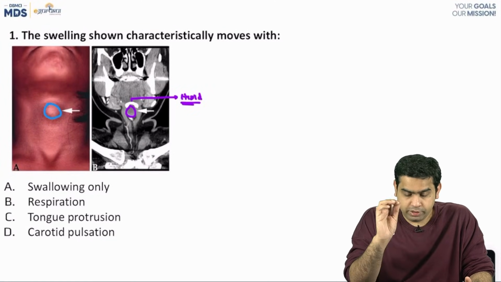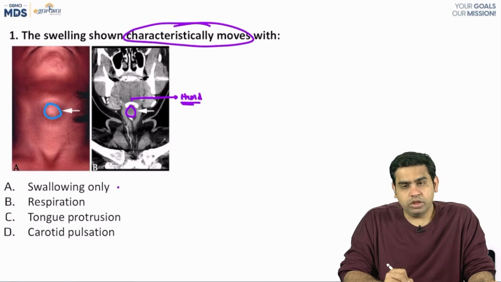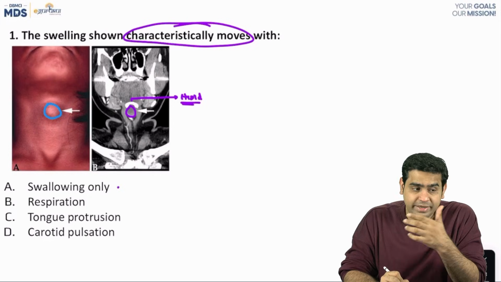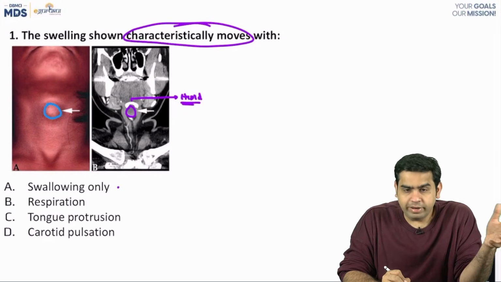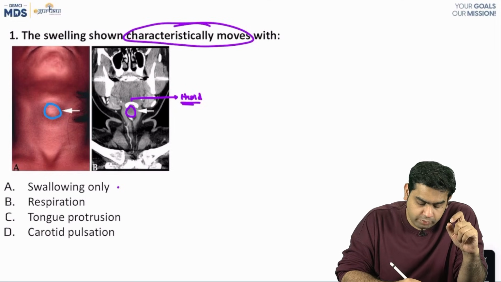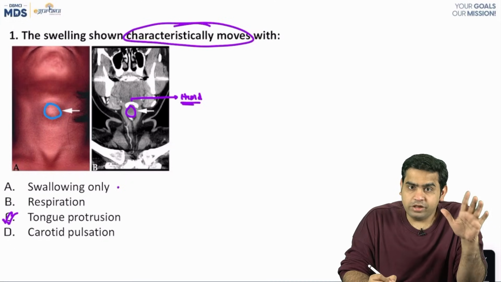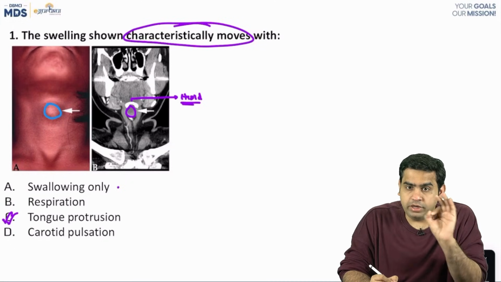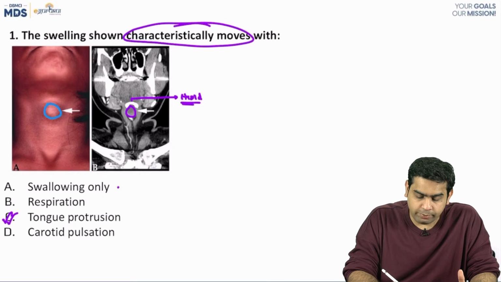Okay, now what the question is asking, that the swelling characteristically moves with. It does move with swallowing, that's okay, but there's nothing characteristic about it, because even the thyroid swellings are going to move with swallowing. So the characteristic feature is that it moves with the tongue protrusion. Okay, so that is the characteristic feature about a thyroglossal duct cyst. Okay, so let's quickly revise about the thyroglossal duct.